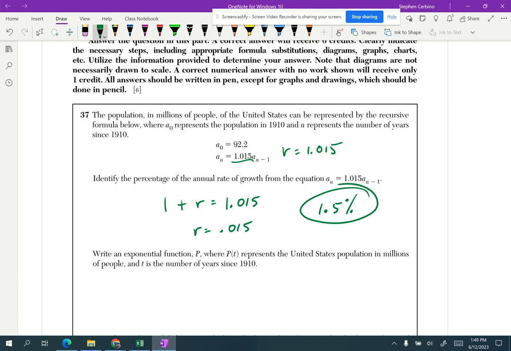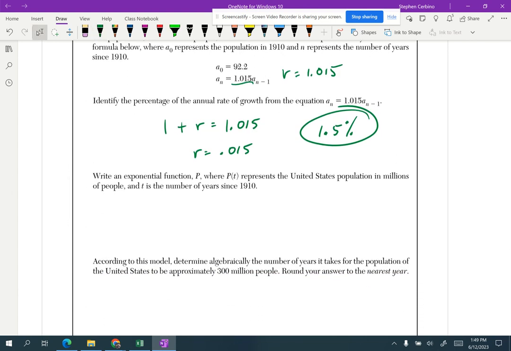Second part says we'll use this information then to write a function. So the population, P of t, is equal to the initial amount of people, 92.2, times the growth rate, 1.015, to the t. Everything's still in years, so we don't have to do anything crazy here. The last part was the hard part.